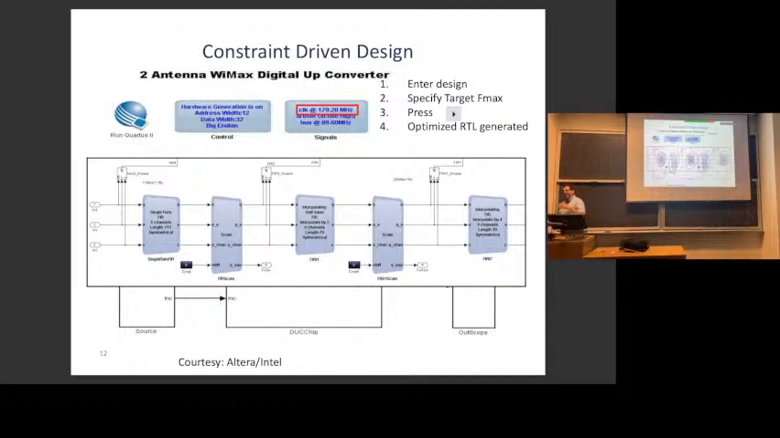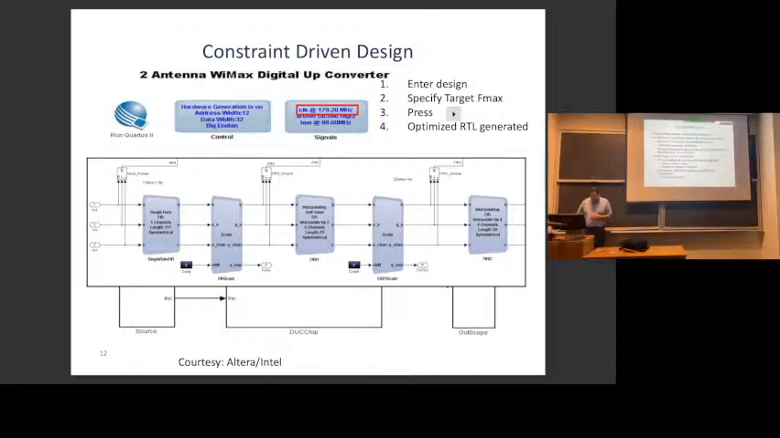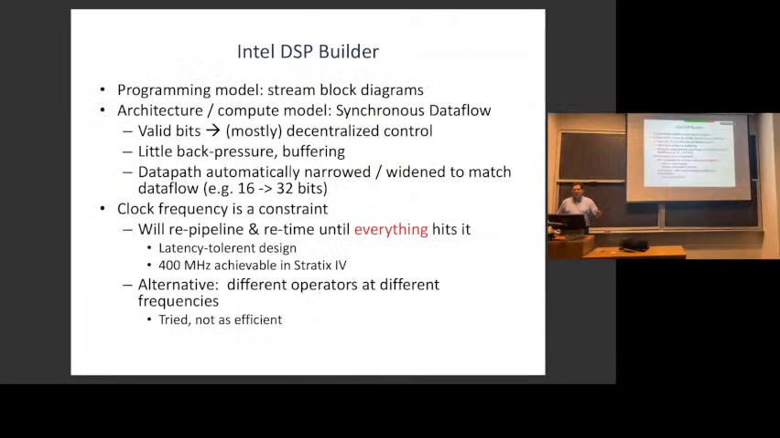Okay, so they enter the target Fmax, so this one they said 179, and they just press play. And it generates RTL. So the programming model is just block diagrams in a stream tool. You're putting down block diagrams in Simulink. Every one of those is like processing on a stream of data. So the compute model that this maps to behind the scenes, what Intel or Xilinx has a similar tool doing, they're basically using synchronous data flow. One of the compute models that we talked about.